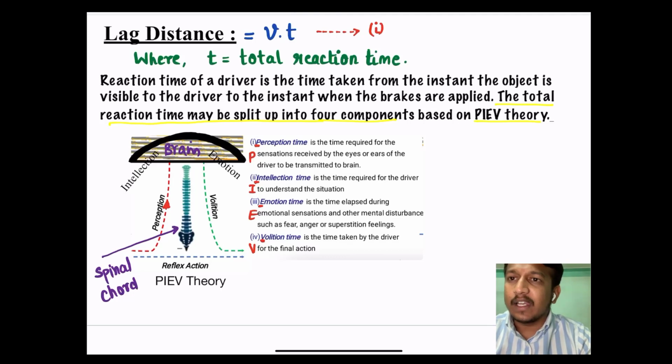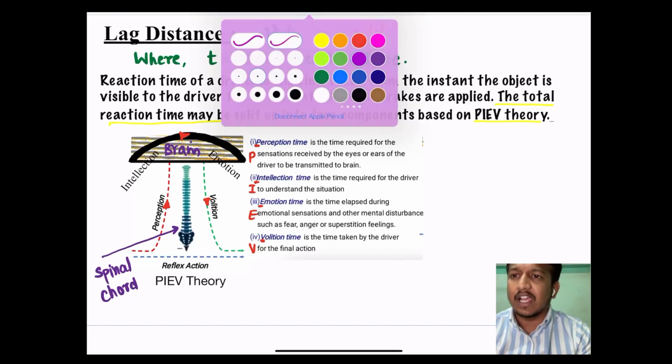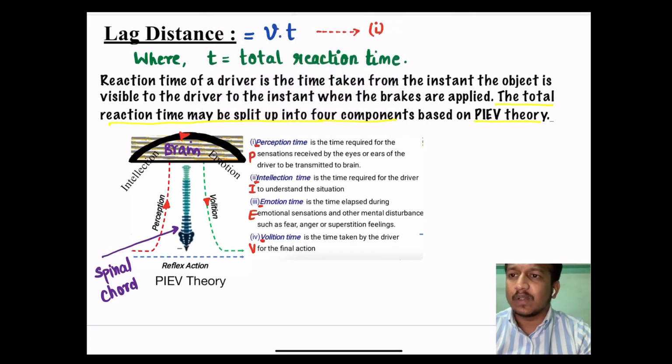It is the time required for the sensation received by the eyes or ears of the driver to be transmitted to the brain. When the driver perceives the object, the time lost in perceiving the object is known as perception time. The second time is known as what? Intellection time. The time required for the driver to understand the situation. Time lost in understanding the situation is known as intellection time. Therefore, I for intellection. Third is emotion. When the driver sees the object or obstruction, there may be emotion, that is nothing but fear, anger. The time lost in the emotion is known as emotion time.